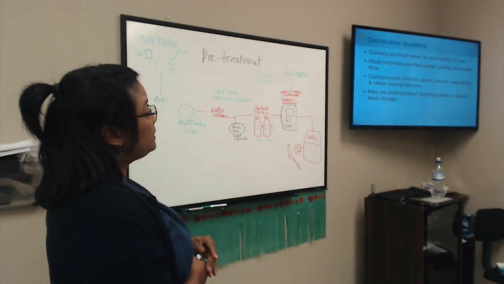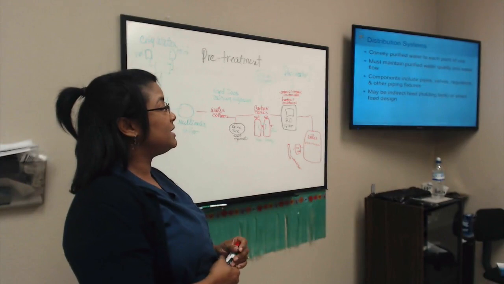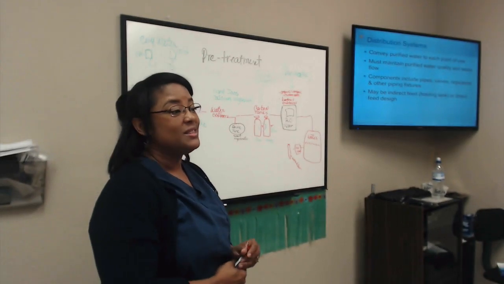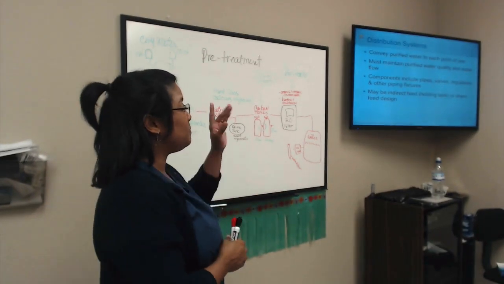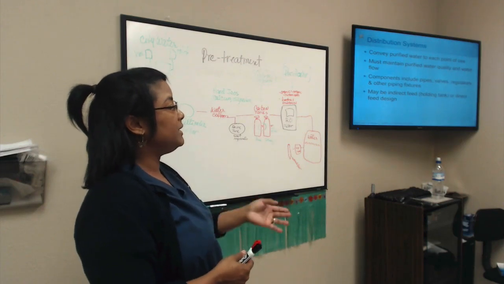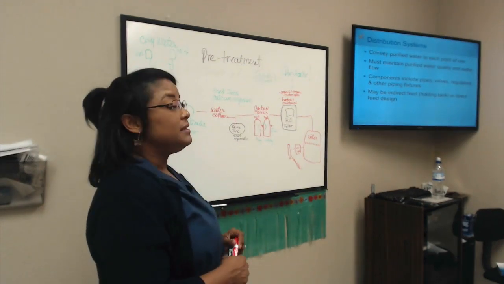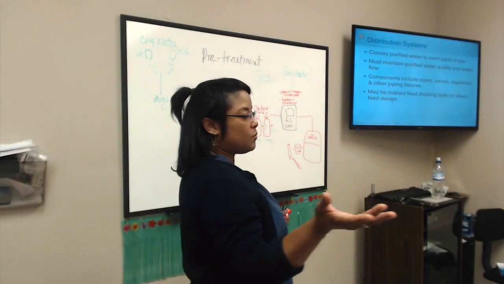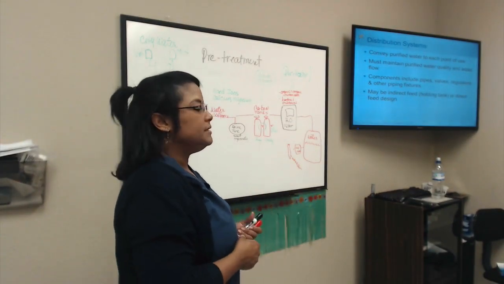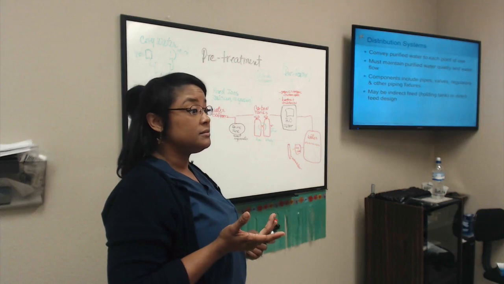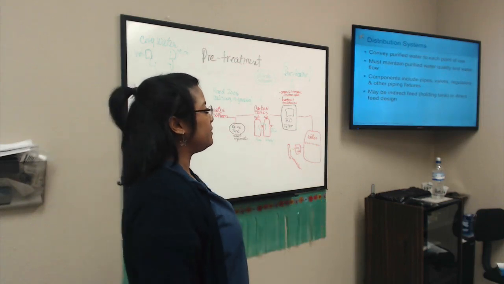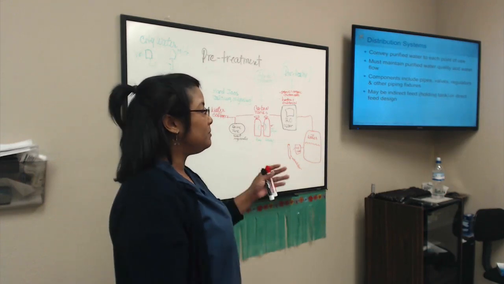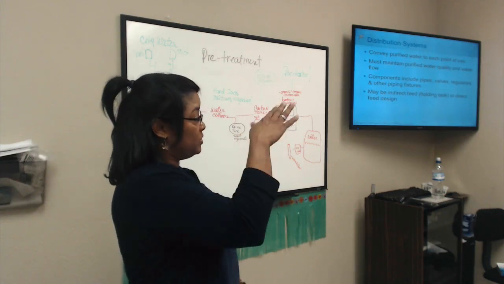So in case you go to the center and they don't know what the distribution system is, the components of the distribution system are pipes, valves, regulators, and other piping fixtures. Anything that is going to help deliver the water. So all of the pipes. Did you notice all the pipes behind the machines? All that is part of the distribution system. Again, it may be indirect feed with a holding tank, or it may be direct feed with no holding tank.